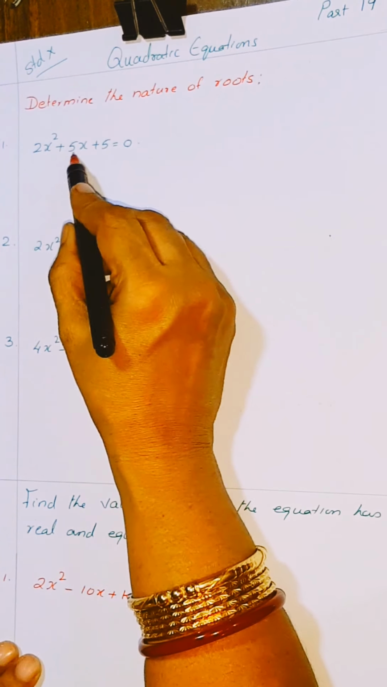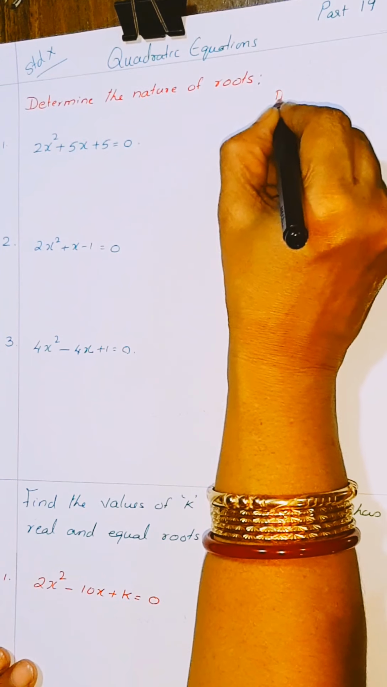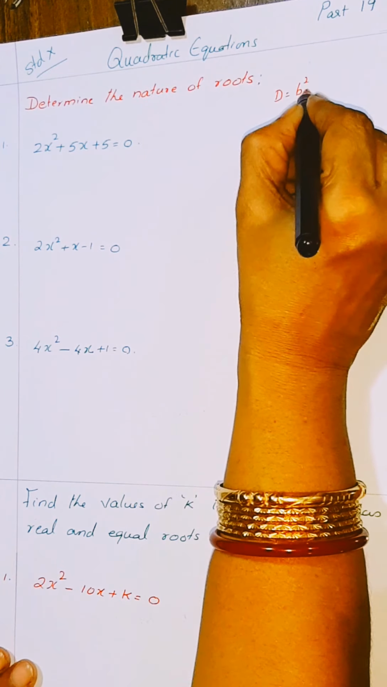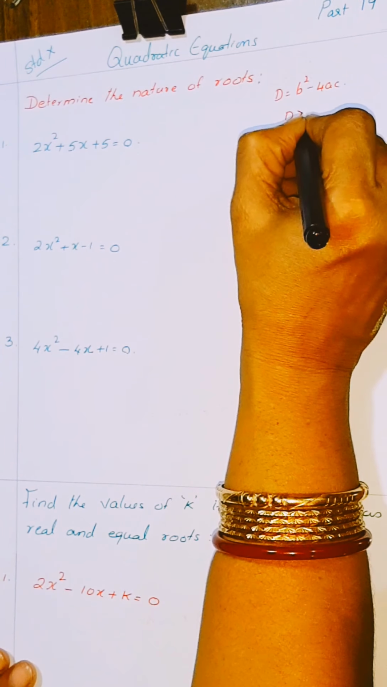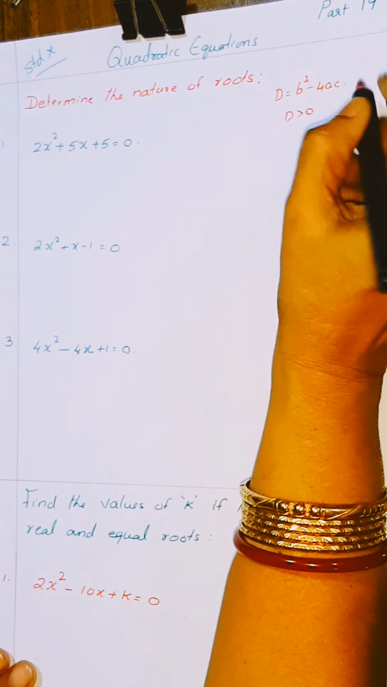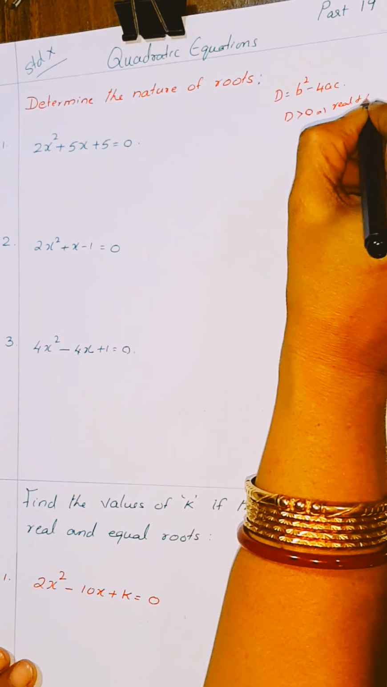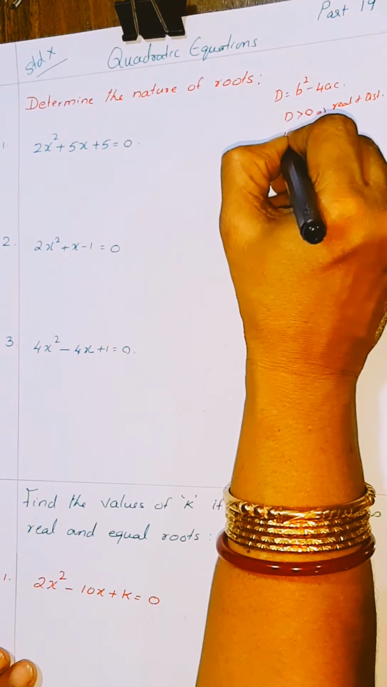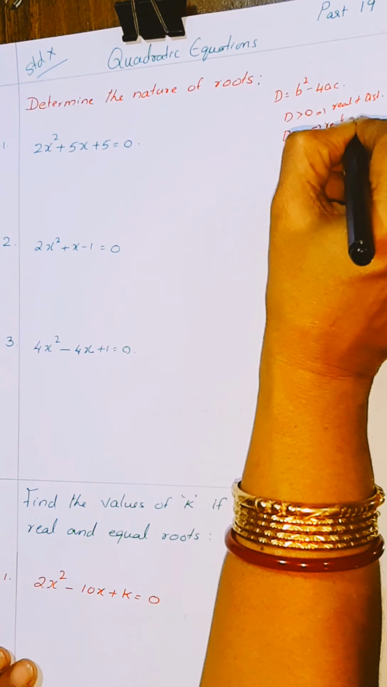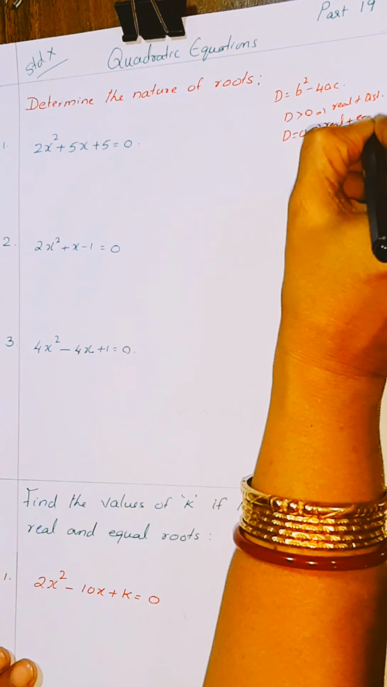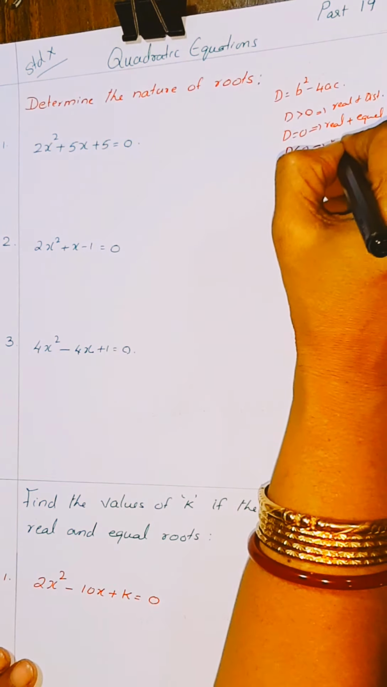So 2x squared plus 5x plus 5 equal to 0. So D is equal to b squared minus 4ac. Now we have to see: if D is greater than 0, the roots are real and distinct. If D equal to 0, real and equal, and D less than 0, not real.